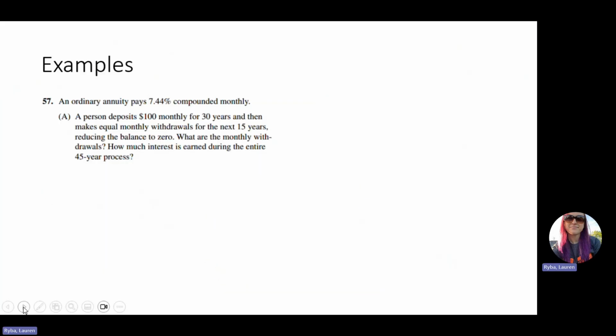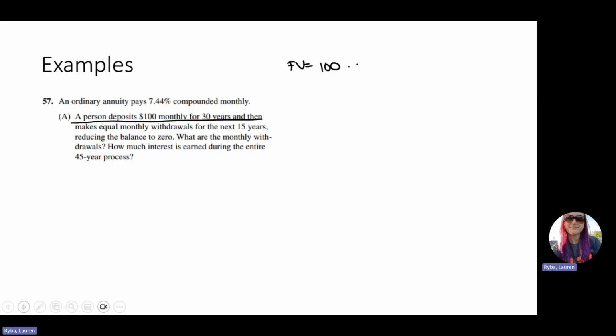All right, this is our last question for today. Our ordinary annuity pays 7.44% compounded monthly. A person deposits $100 monthly for 30 years and then makes equal monthly withdrawals for the next 15 years, reducing the balance to zero. What are the monthly withdrawals and how much interest was earned during the entire 45-year process? This is a two-part problem. We are starting with making $100 deposits every month for 30 years. So we're going to go back to what we did last week for a future value.